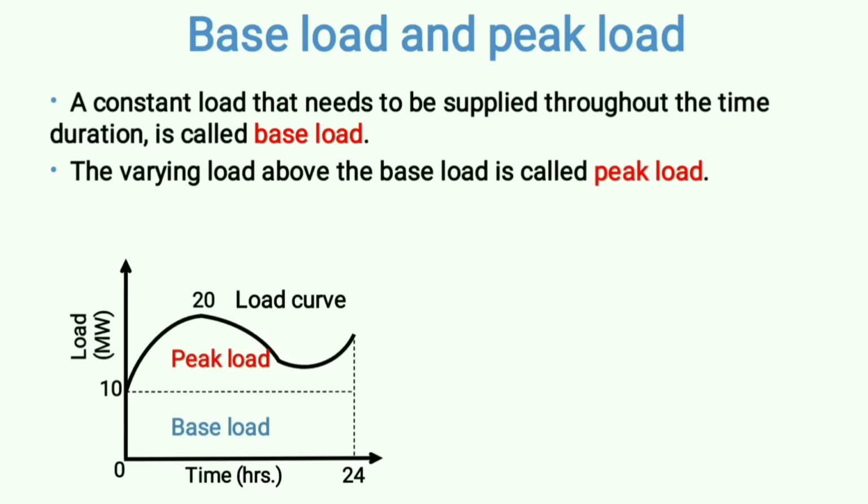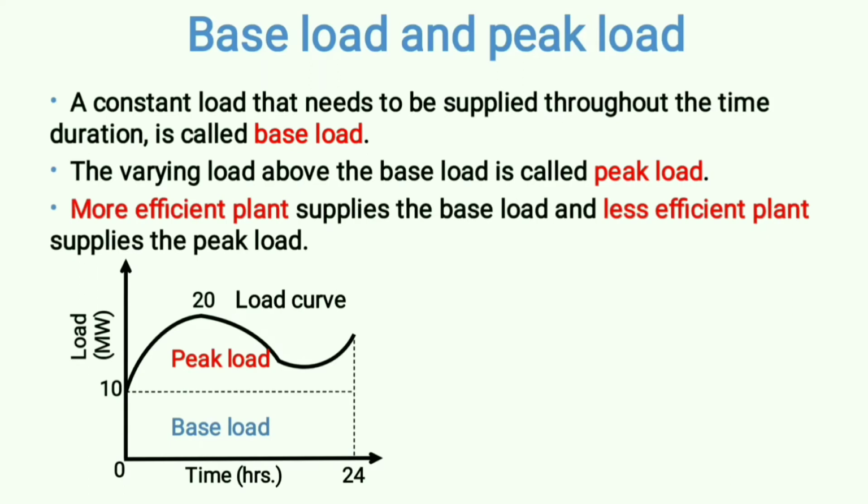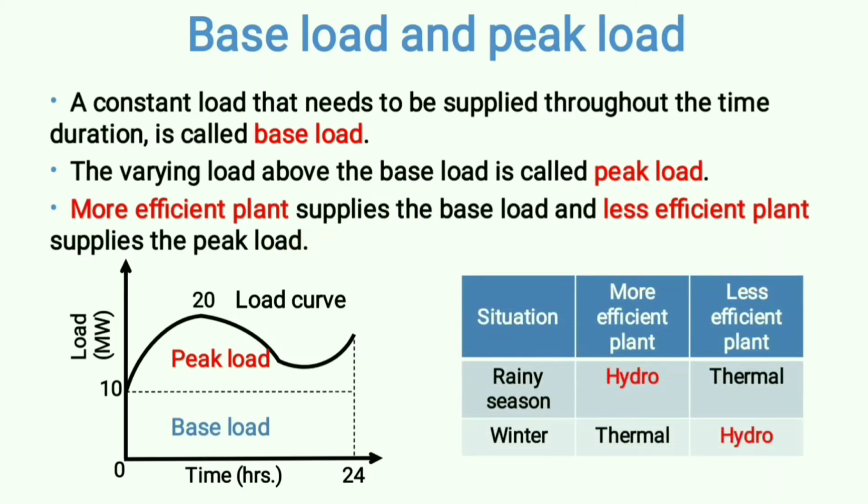Now let's understand the importance of base load and peak load. A more efficient plant supplies the base load and a less efficient plant supplies the peak load. See here, I have made one table. Which plant is more efficient and which one is less efficient actually depends on the situation. I have given one example. Normally nowadays it is an interconnected grid system, right? So all the power plants are now interconnected. For the sake of simplicity, I am assuming there are two power plants only: one is a hydro power plant and one is a thermal power plant, and they are interconnected.